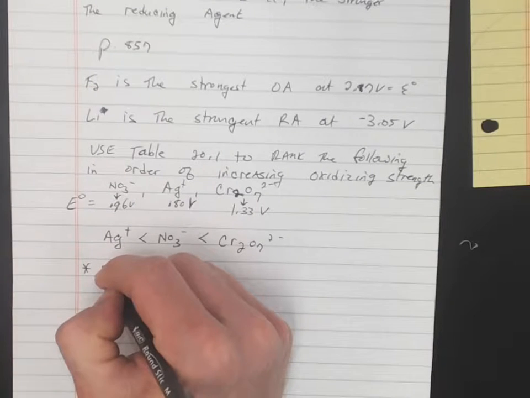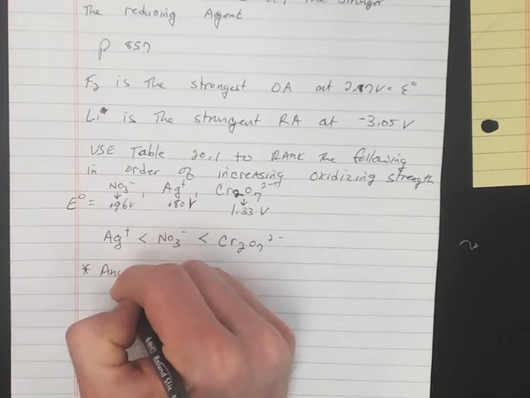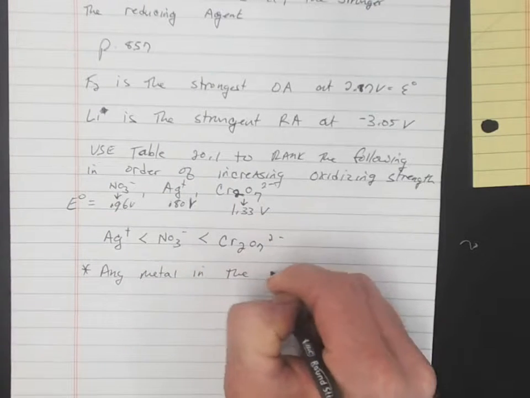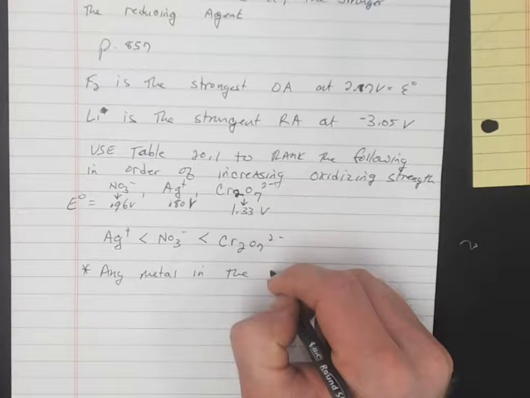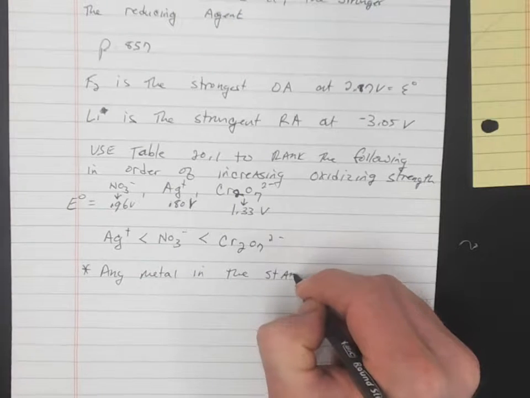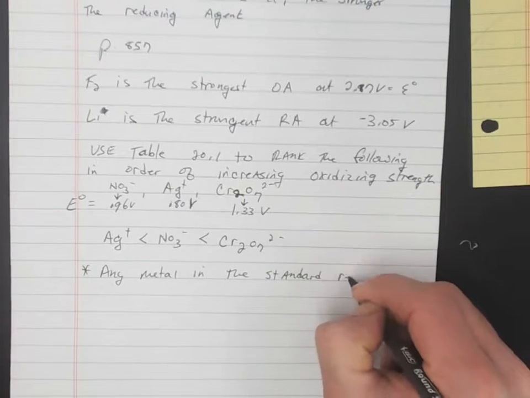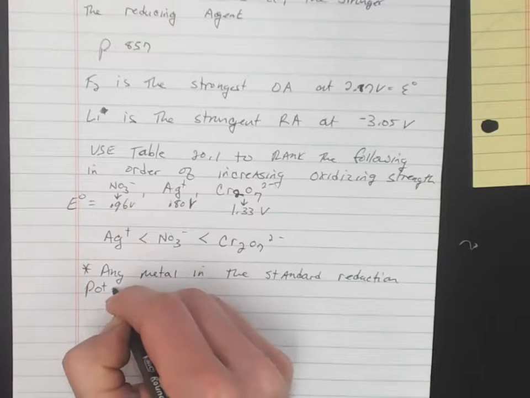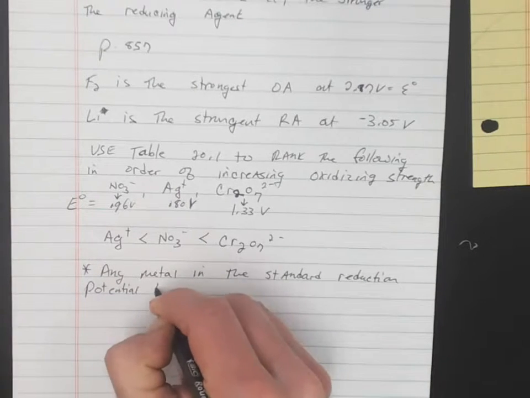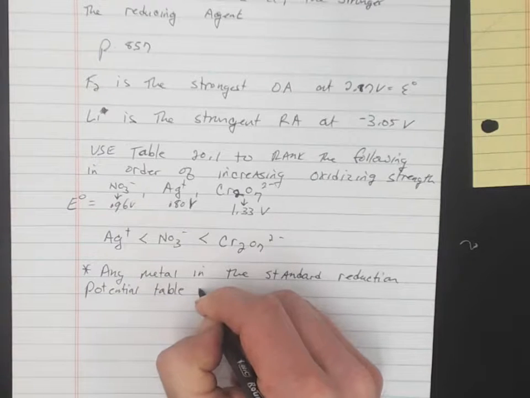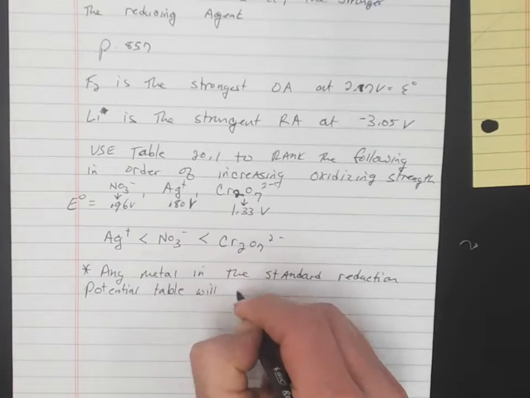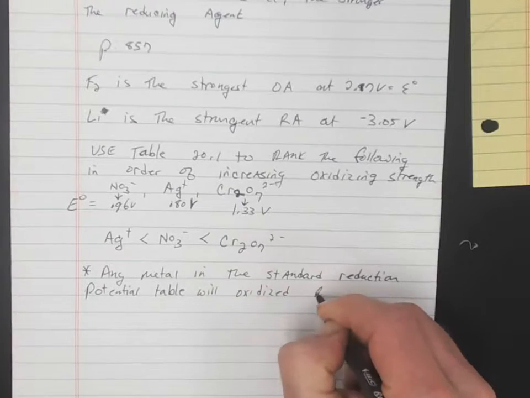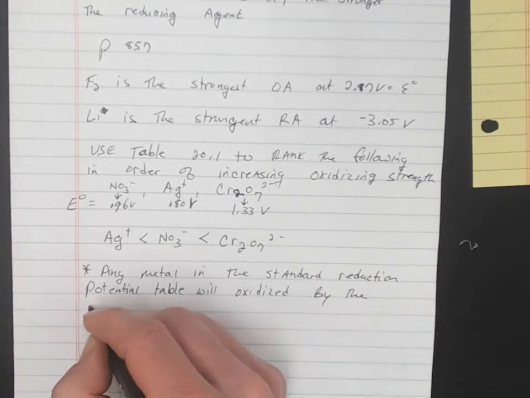And an important thing to remember is that any metal in the standard reduction potential table will be oxidized by the metal ions above it.